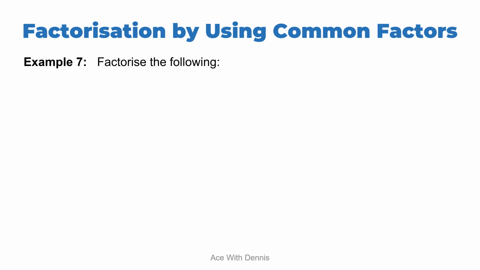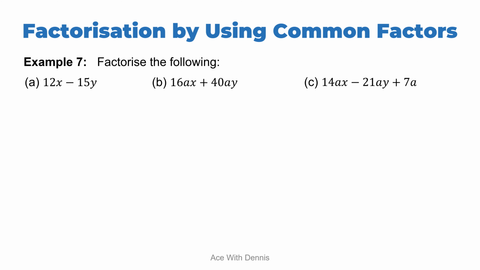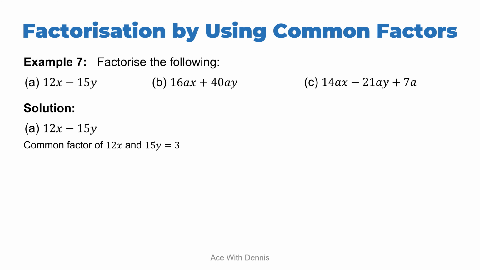Example 7. Factorize the following. A. 12x minus 15y. B. 16ax plus 40ay. C. 14ax minus 21ay plus 7a. Here is the solution. For A, 12x minus 15y. The common factor of 12x and 15y is 3, because both 12 and 15 are divisible by 3. Therefore, it can be written as 3 times 4x minus 3 times 5y, and factorizing, we get 3 bracket 4x minus 5y.